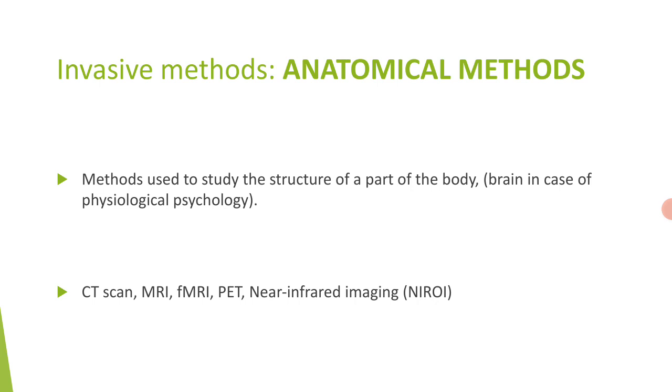So what are the anatomical methods? Methods used to study the structure of a part of the body, and here the brain in case of physiological psychology. So we study the anatomy or the structure of a part of the body, and that's why these are called anatomical methods. And for biopsychology, the brain structure is studied. And what are some of the methods used under anatomical methods? CT scan, MRI, fMRI, PET scan, and near infrared imaging.